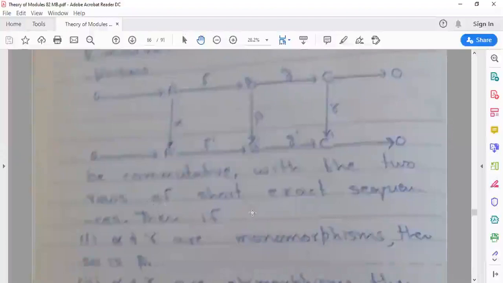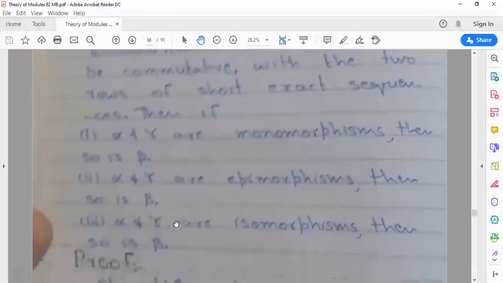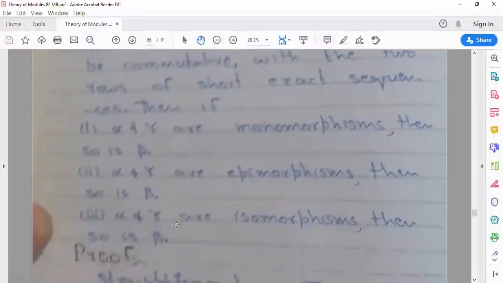This theorem states that if alpha and gamma are monomorphisms, then so is beta. If alpha and gamma are epimorphisms, then so is beta. Third, if alpha and gamma are isomorphisms, then so is beta. Basically, this theorem consists of three parts. In the first part, we show monomorphism, then epimorphism, and third, isomorphism, basically one-one, onto and bijective.